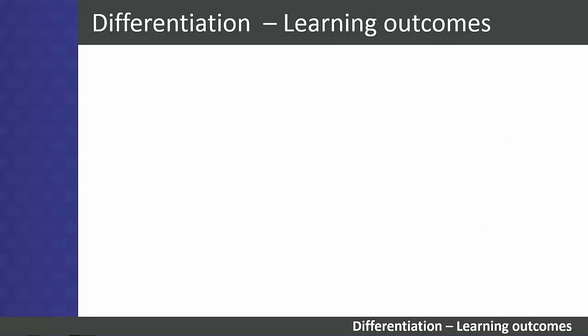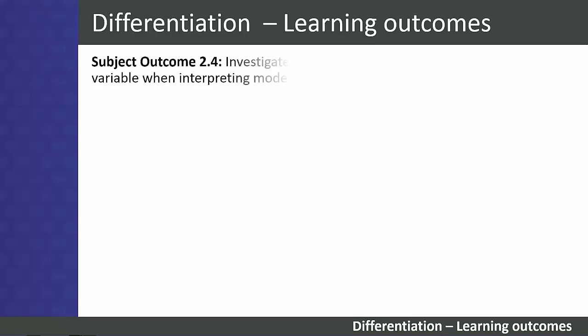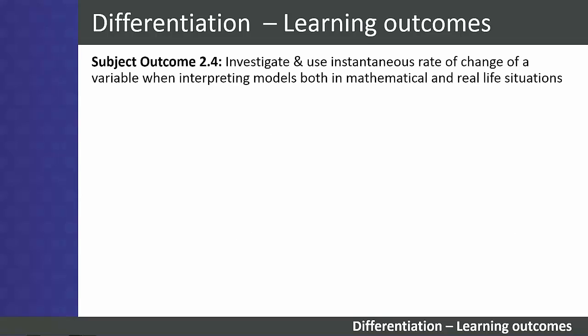For Level 4, let's take a look at Subject Outcome 2.4 and its learning outcomes in more detail. You will find them on page 7 of your Level 4 Subject Guidelines. Subject Outcome 2.4 requires that students investigate and use instantaneous rate of change of a variable when interpreting models both in mathematical and real-life situations.